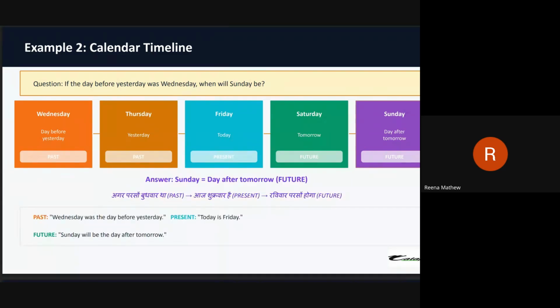So the answer is day after tomorrow. Okay, so in the past, you say Wednesday was the day before yesterday. It's in past tense. Thursday was yesterday. And how do you say that today is Friday? You use the being verb is. And then you say Saturday is tomorrow. Sunday will be day after tomorrow. Right? We'll move to the next question now.